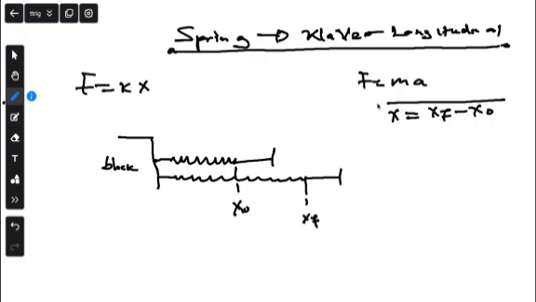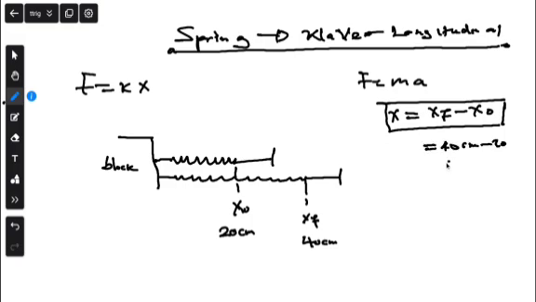So if they have given you the initial length of the spring to be 20 centimeters, and this spring here has extended up to 40 centimeters, meaning to say for you to find the extension, you need to say 40 centimeters minus 20 centimeters, which is equal to 20 centimeters. But you and I know that this is measured in meters, so you divide by 100 centimeters, and it is going to be 0.2 meters. So this is how you're supposed to go about it.